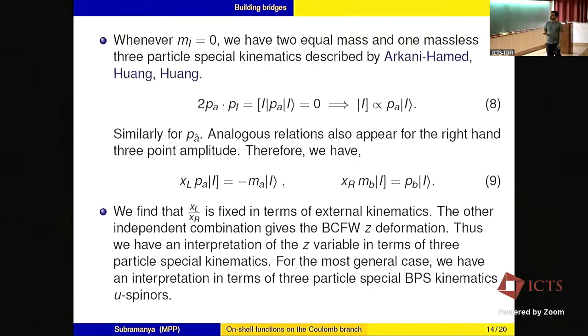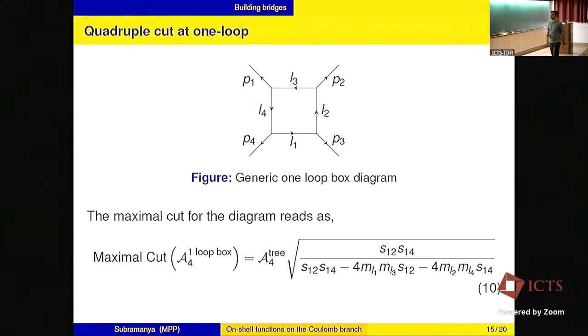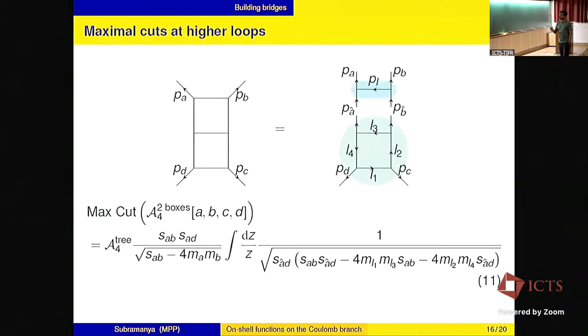And similarly, as you saw here, even in the more general case, we have an interpretation in terms of the three-particle kinematic variables. And once we have an on-shell function, it lets us calculate maximal cuts of loop amplitudes. So we calculated the maximal cut of this single box, which has mass conservation at each vertex. And similarly, we can do higher loops.